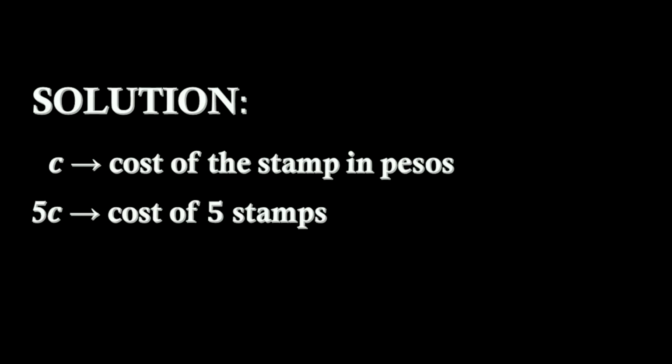For the solution, let's have any variable to stand for any word. So we have C to be the cost of the stamp in pesos, which means C here is only for a stamp, which means one stamp only. If we want to find the cost of 5 stamps, we just have to multiply it by 5. So 5 times C is the cost of 5 stamps. So very easy, right? Okay, now let's proceed to another example.